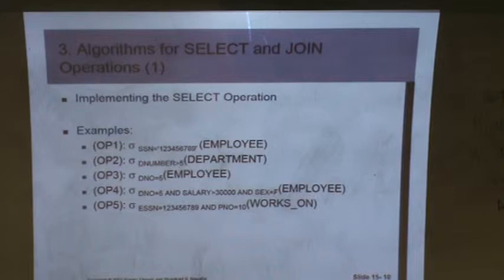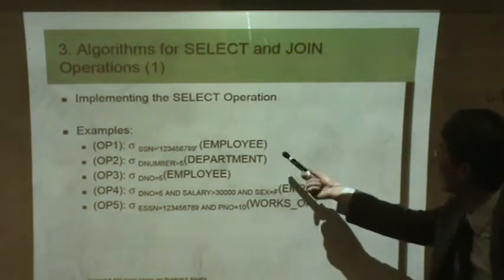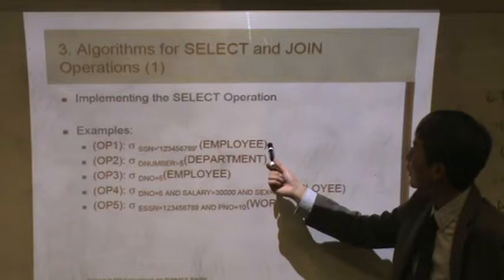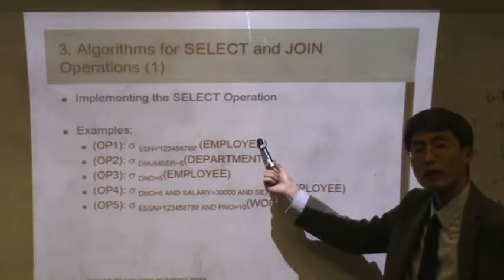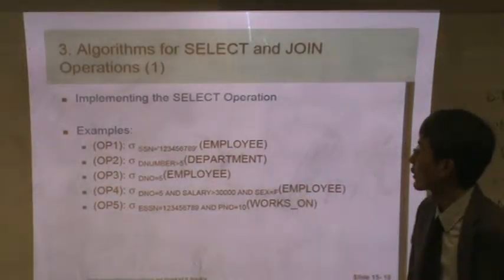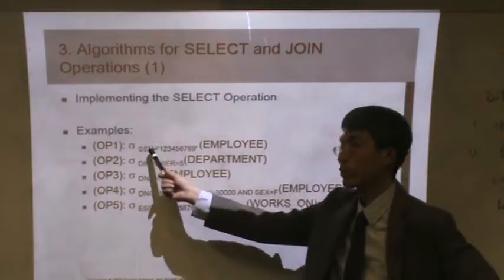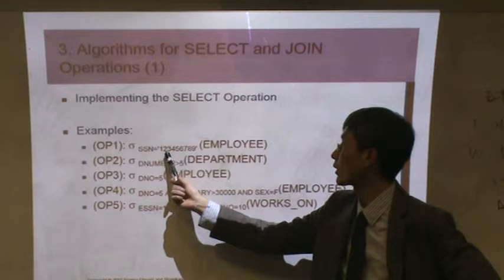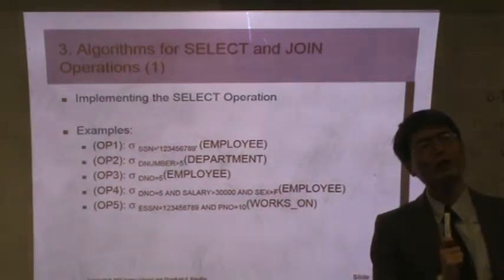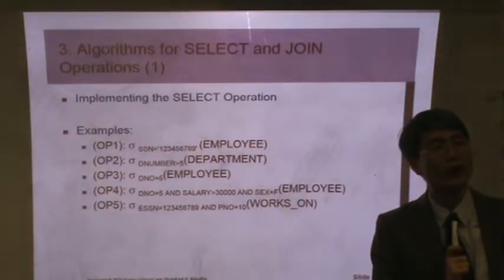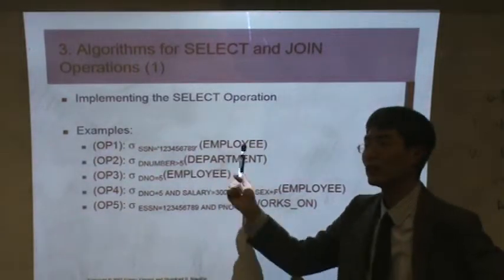First we are going to see how many different ways there are to access one table. This is the relational algebra expression. How can you access the employee table using social security number equal to 1, 2, 3, 4? What will be the best way to access this data?